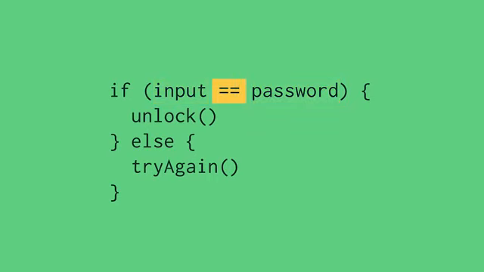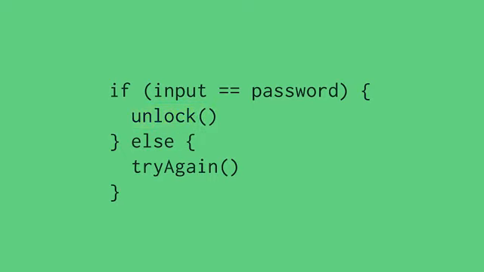The two equal signs means that we're comparing these two variables to see if they're the same. So we can read this as, if the input is equal to the stored password, then execute this next bit of code inside these two matching curly braces. And inside there's a line of code that will unlock the phone.